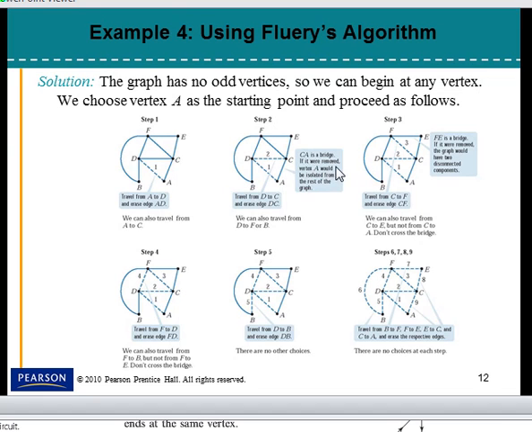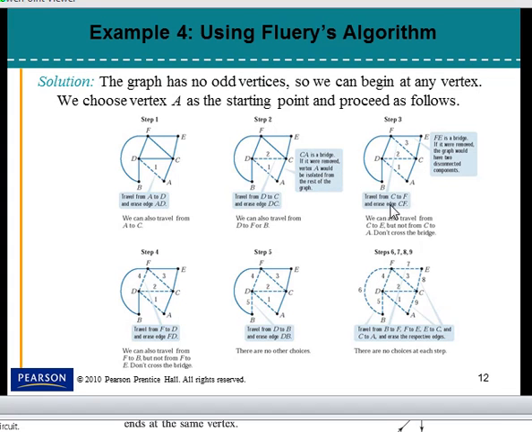It is where, if we remove that, vertex A would be isolated from the rest of the graph. So it would be considered a bridge. So we save that for last.